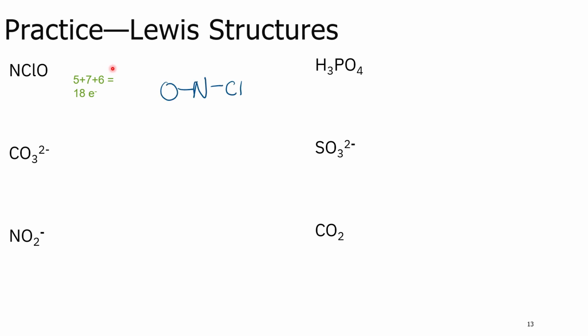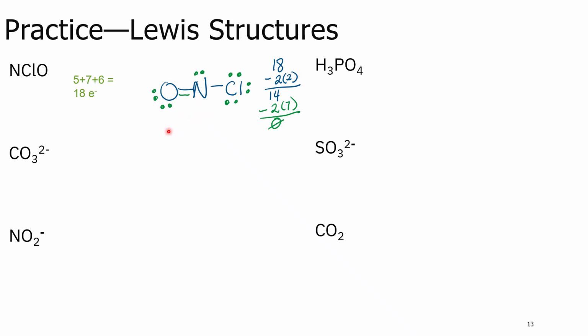Place the nitrogen atom in the center and connect it with single bonds to the chlorine and oxygen. The two single bonds use 4 electrons, leaving 14 electrons. Distribute those electrons to the terminal atoms first, then place any remaining electrons on the nitrogen. At this point, nitrogen still does not have a complete octet. To satisfy the octet rule, convert one lone pair on the oxygen to a second bond between oxygen and nitrogen.